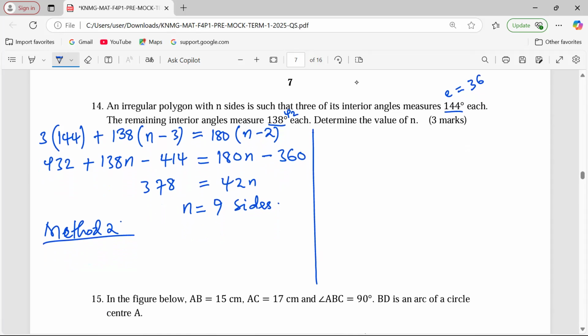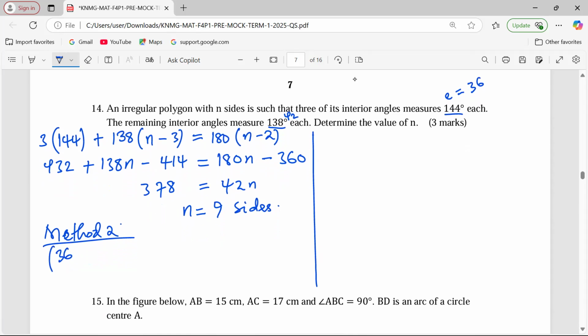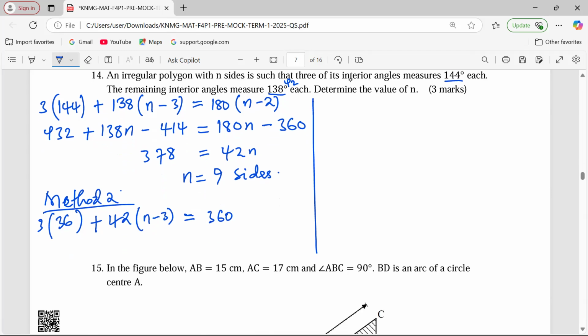Therefore, for every interior angle there is a corresponding exterior angle, and exterior angles added up give us 360. So we take 36 multiplied by 3 exterior angles, and add 42 multiplied by the remaining number, which is n minus the first 3 that we have dealt with. This is giving us 360. Now we can group terms: 36 by 3 is 108, plus 42n minus 42 by 3, giving us 126. This is equal to 360.